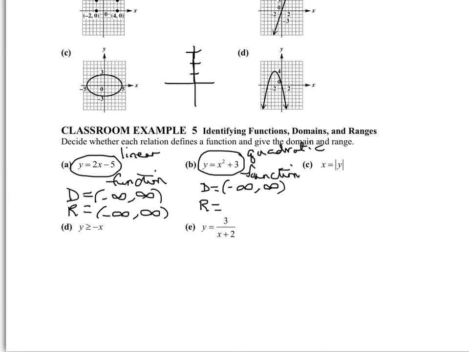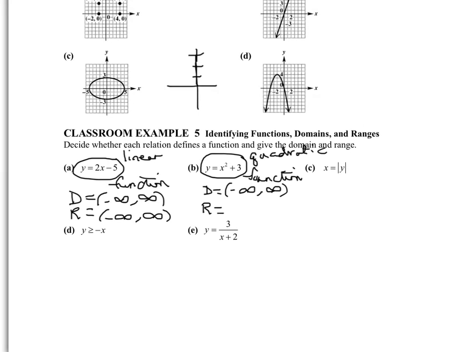look at a quick graph of this, what you would see is something that would be very similar to that. The parabola opens up, but the vertex would be right here at the point 0, 3.